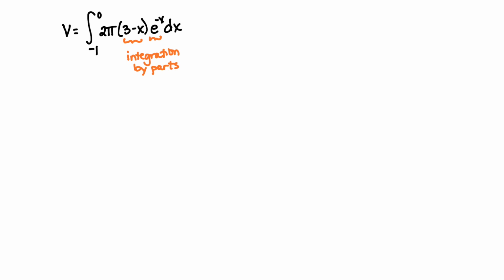So what are we going to do? Integration by parts means we're going to find a u value. We're going to assign a dv. Then we're going to take a derivative with u. We're going to take an antiderivative with respect to v. And we're going to keep going.